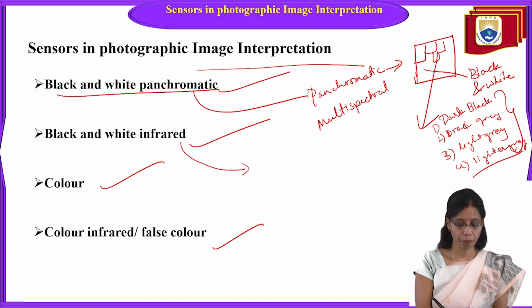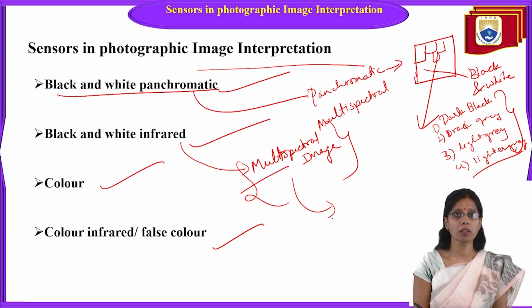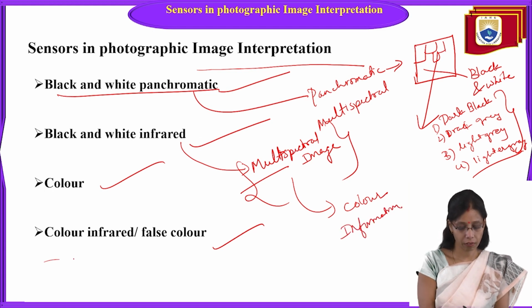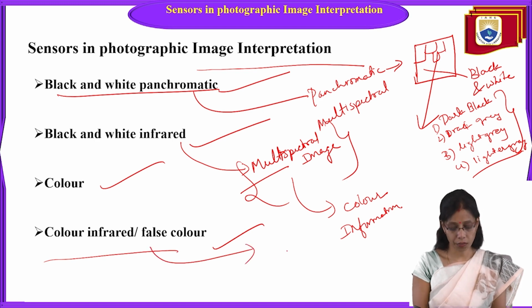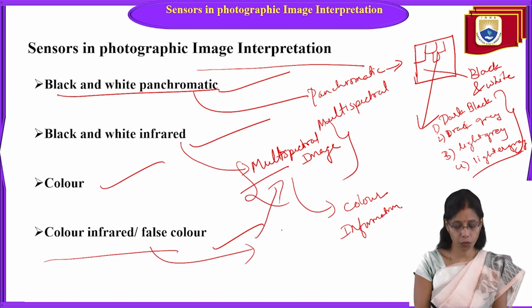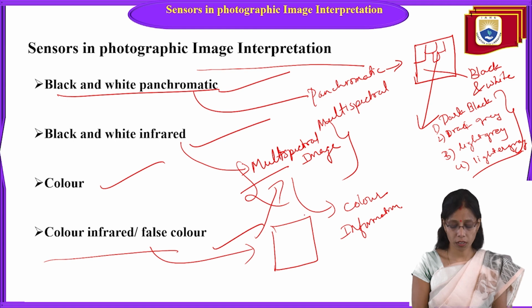So infrared is the image which is a multispectral image. Infrared is a multispectral image which is having different color information, and we have color infrared and false color. Okay. So what is false color? Color infrared is also multispectral. False color means what? If a satellite image is there, this image will be having the features in different colors. It won't be in the original color.